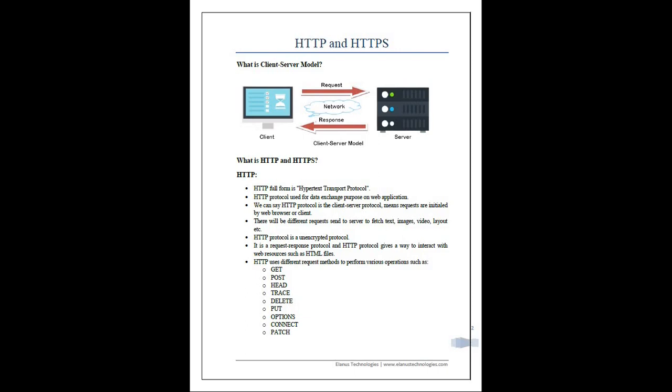HTTP is an unencrypted protocol. What does unencrypted mean? I can give a small example. Suppose you are sitting in a mall or any open Wi-Fi area and accessing a website, and a malicious user on the same network, using the same Wi-Fi, starts sniffing with open source tools, and there are multiple open source tools available.